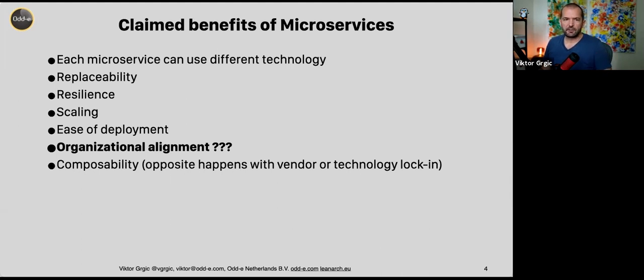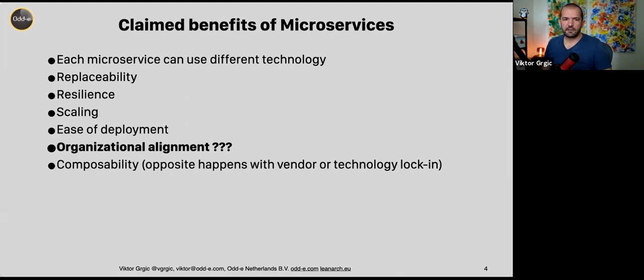In any case, this is the claimed benefit. Resilience: you could ensure that when one microservice is down, not the whole landscape is going to be down. This is one of the benefits of microservices, because if something is down in a monolith, then the whole monolith is basically down, so everything is down.